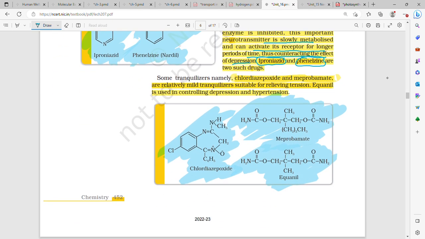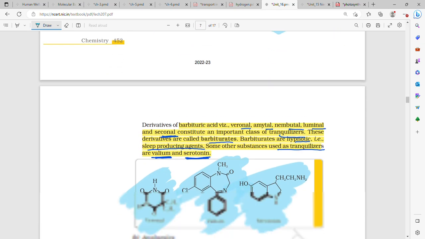Some tranquilizers, namely chlordiazepoxide and meprobamate, are relatively mild tranquilizers to relieve tension. What are the two tranquilizers which are used to relieve tension? Chlordiazepoxide and meprobamate. What is Equanil? Equanil is used to control depression and hypertension. So two antidepressants are iproniazid and phenelzine. Equanil is a tranquilizer to treat depression and hypertension, and chlordiazepoxide and meprobamate are both mild tranquilizers which are used to treat tension.